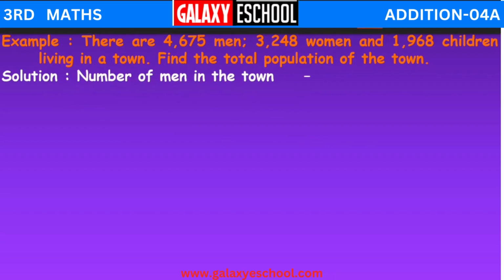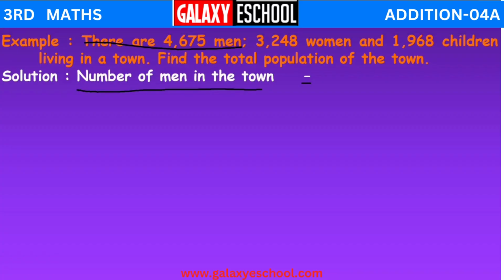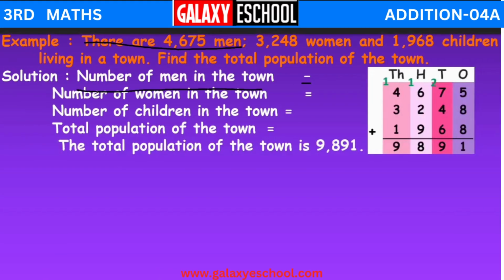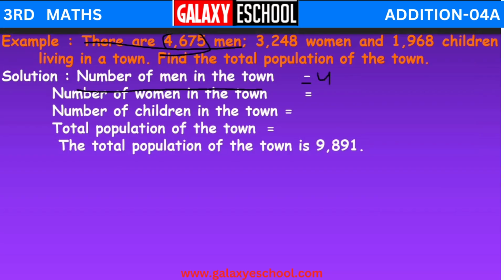Now the first sentence here is, there are 4,675 men. Yes, there are 4,675 men. Now how should you form a statement? The statement should be, number of men in the town is equal to. What should the statement be, children? Number of men in the town is equal to. Yes, how many men are there in the town? 4,675. Number of men in the town is equal to 4,675. Clear?